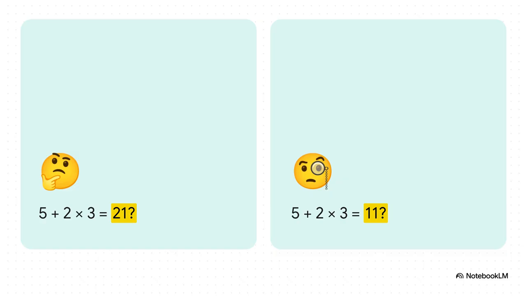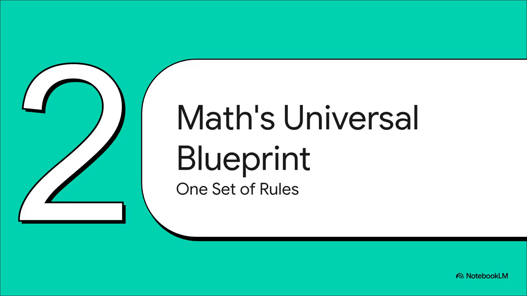Makes sense. But what if someone else does the multiplication first? So 2 times 3 is 6, and then they add the 5 to get 11. Wait, which one is it? We have two totally different answers from the exact same problem. This right here is why we desperately need a clear set of rules. To solve this kind of dilemma, we can't just guess or pick our favorite answer. We need a universal set of instructions.